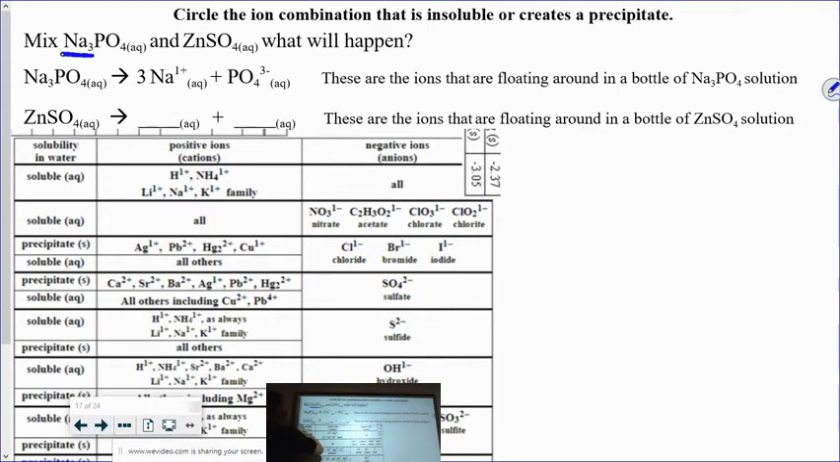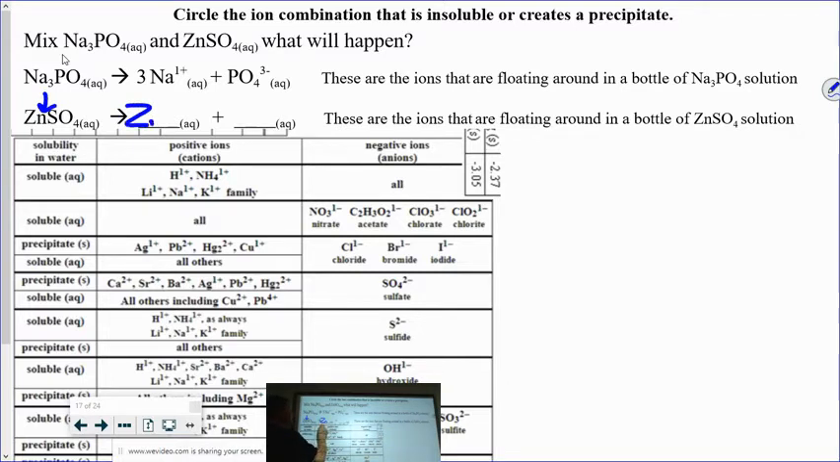So we have sodium phosphate right here and zinc sulfate. And we're going to mix those two solutions together. So here's my sodium phosphate. I showed how it's broken apart right there. And now I have to do the exact same thing for the zinc. So break the zinc sulfate apart right between the polyatomic ion and the metal ion.